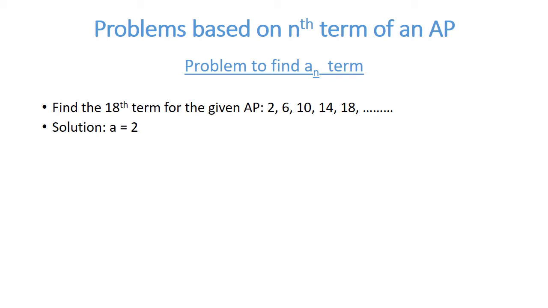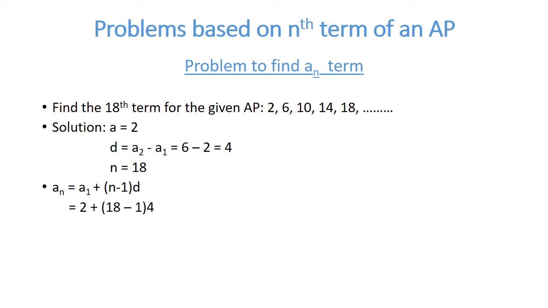a is equal to 2 because the first term is 2. d is equal to a2 minus a1, 6 minus 2, that is 4. n is equal to 18 because the position is 18. Now let us apply the formula. an is equal to a1 plus n minus 1 into d. In this formula, instead of writing a1, you can just write a. That is valid. Substitute the values: a is 2, n is 18, and d is 4.